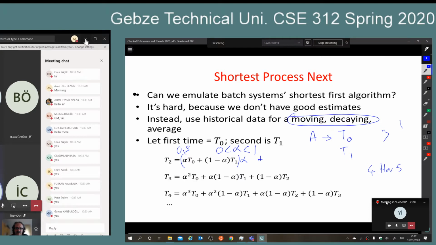So every time I make a new guess, I would multiply the previous one with the value of alpha, and then I would add, let's say, T3 times 1 minus alpha. Okay, so this is how I make this calculation, shortest process next.